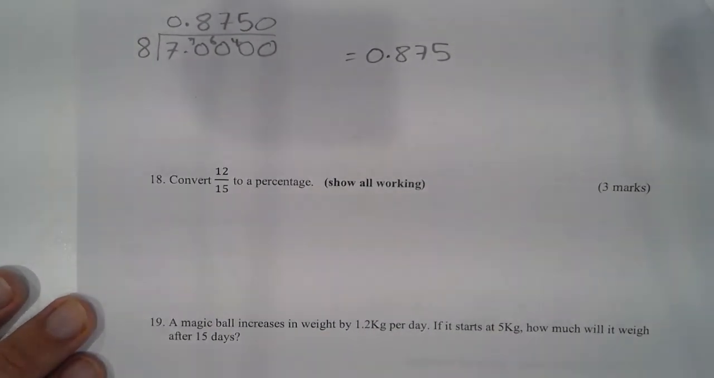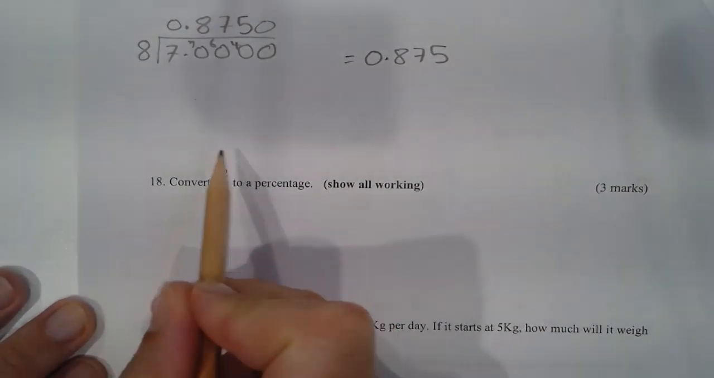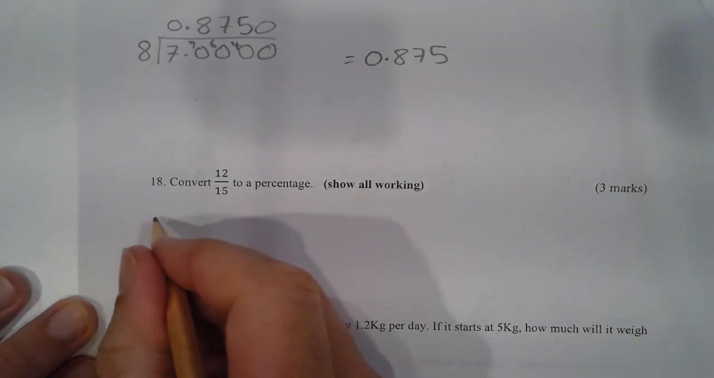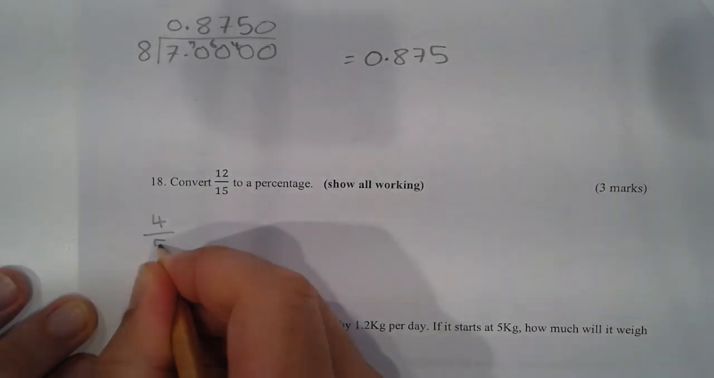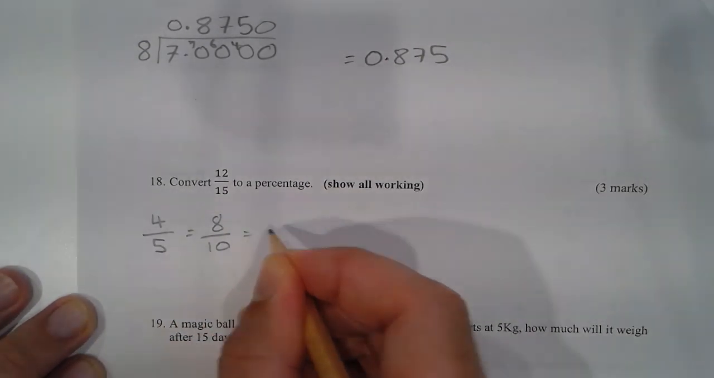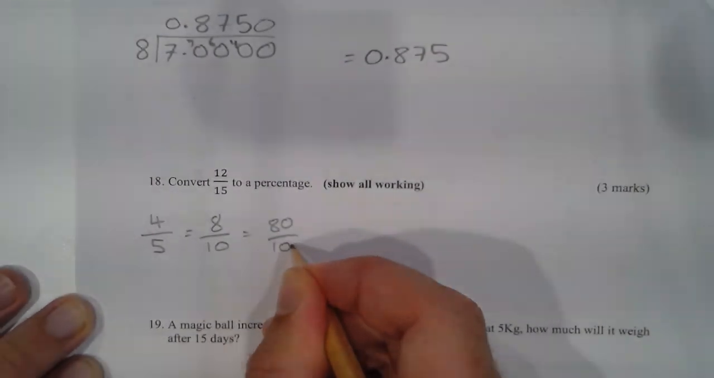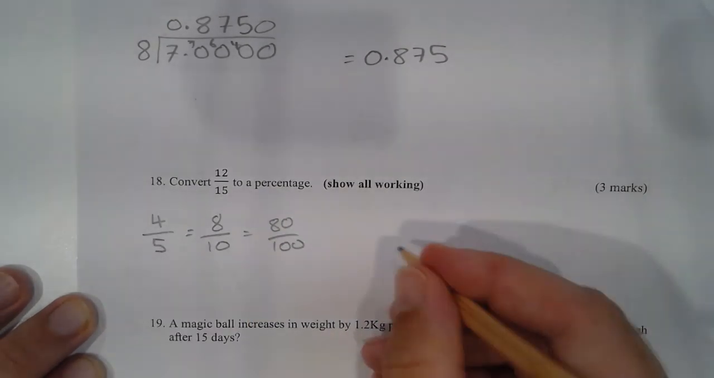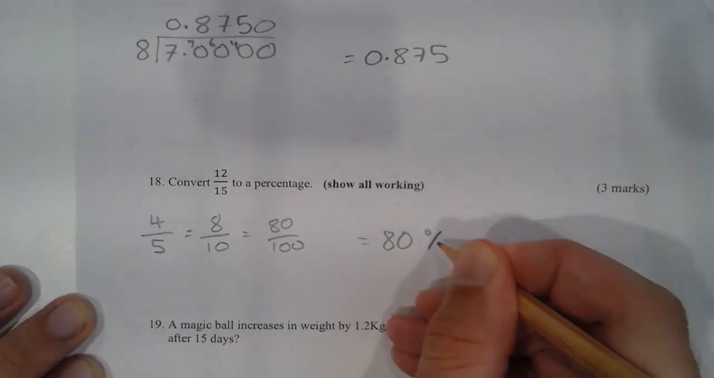Convert this to a percentage. Alright, well let's simplify the fraction first. Divide by 3 and we're going to get 4 over 5, which would be the same as 8 over 10, which would be the same as 80 over 100. Over 100 means percent, so it must be 80%.